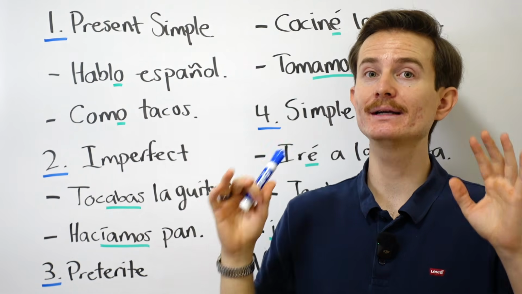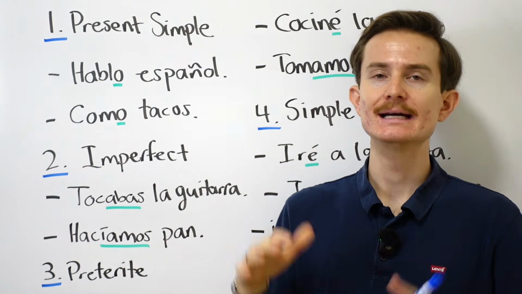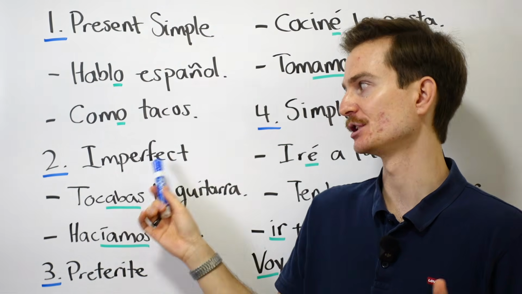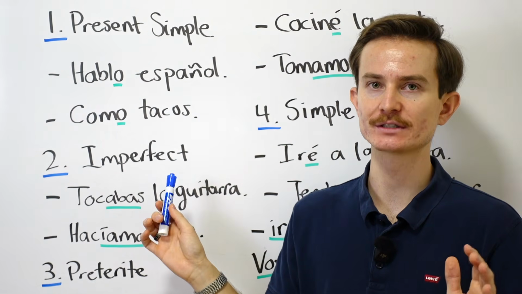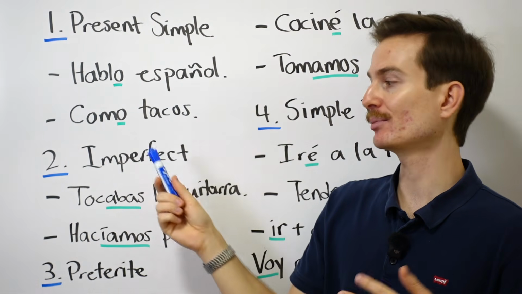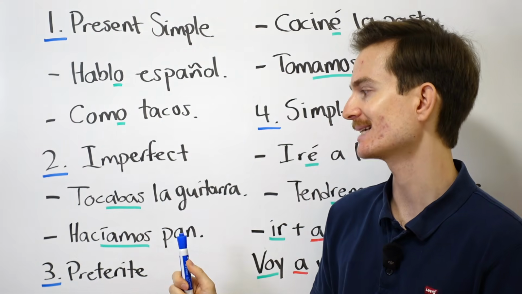The number one tense that I see students struggle with is the imperfect, okay? Even if they're intermediate students, I see it all the time that students use the preterite when they should be using the imperfect and vice versa, okay? So at the end of this video, you should really be focusing on the present simple, the imperfect, the preterite, and also the informal future, which is what we're going to take a look at in a second, okay?